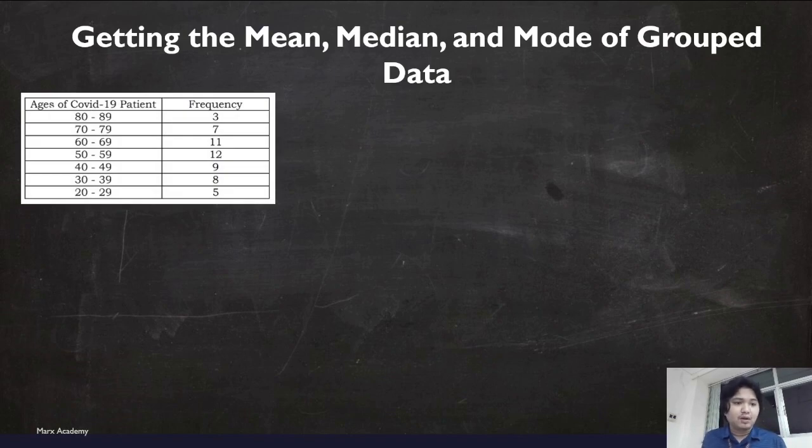From age 20 to 29, there are five people infected with COVID-19. And ages 30 to 39, which is 8, and 40 to 49, which is 9, and 50 to 59, we got 12 patients, and 60 to 69, 11 patients, 70 to 79, 7 patients, and 80 to 89 is 3 patients.